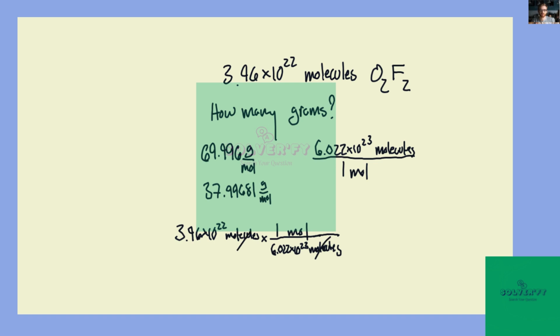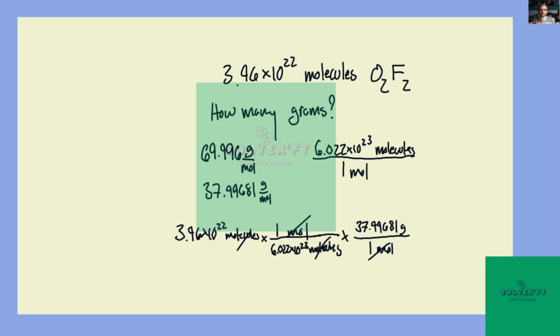So we still got some work to do. We need to convert moles to grams. So we'll use the molecular weight of F2, 37.99681 grams in every 1 mole. Moles will cancel, leaving us with an answer purely in grams.